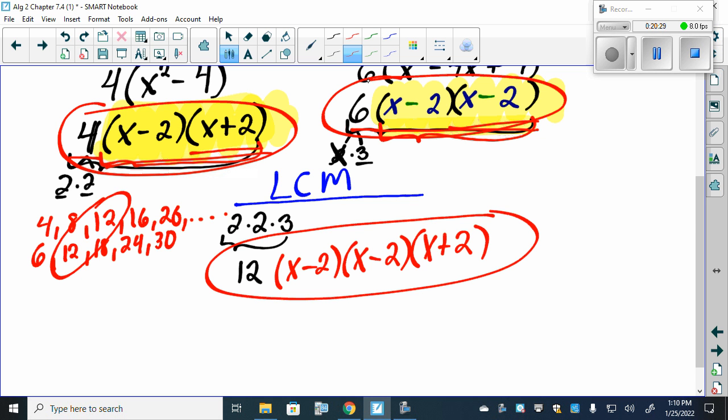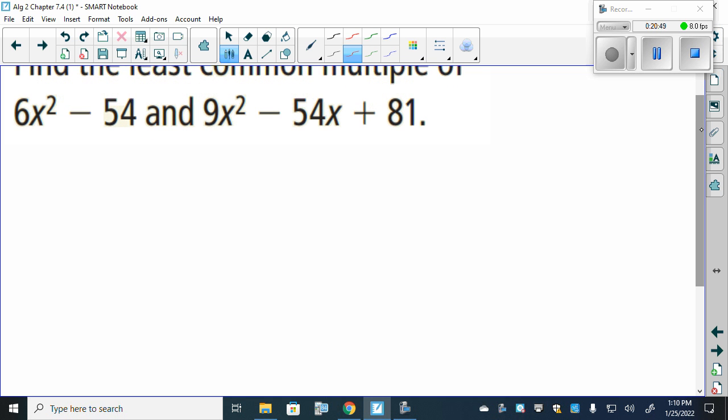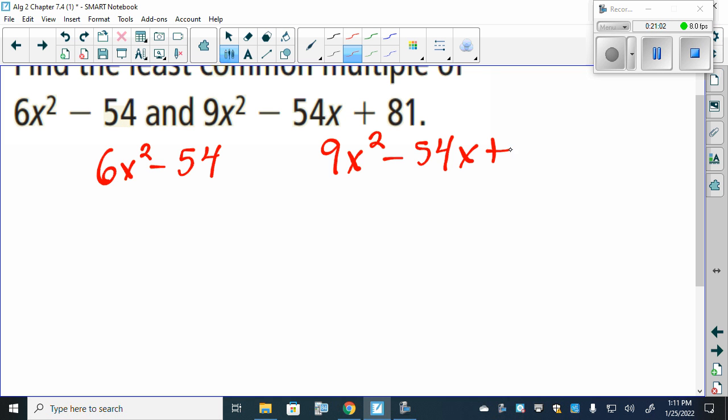Any questions on this here? So a lot of times when I look at this here, I will grab all of one and then see what does the other have that this one doesn't. Okay, the x plus 2, and we have it. Let's look at the next one, 6x squared minus 54, and 9x squared minus 54x plus 81.